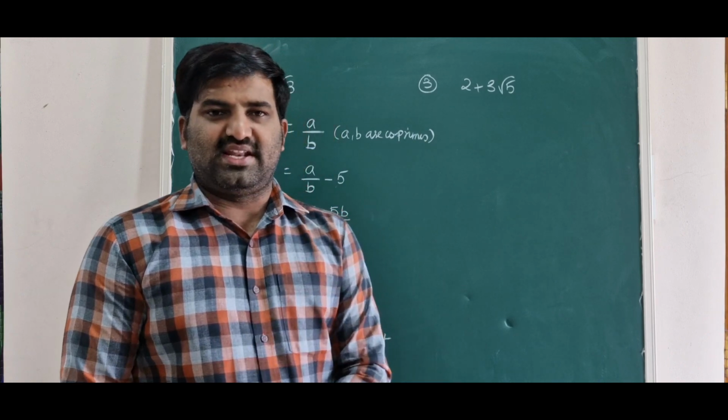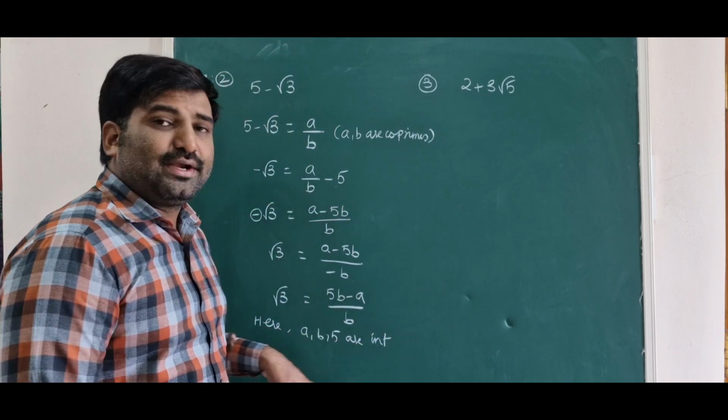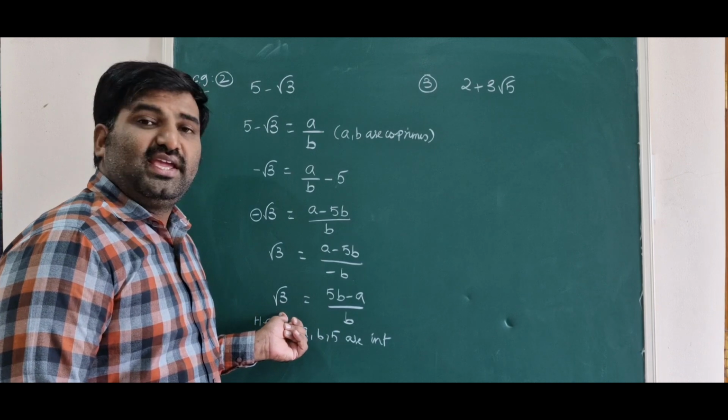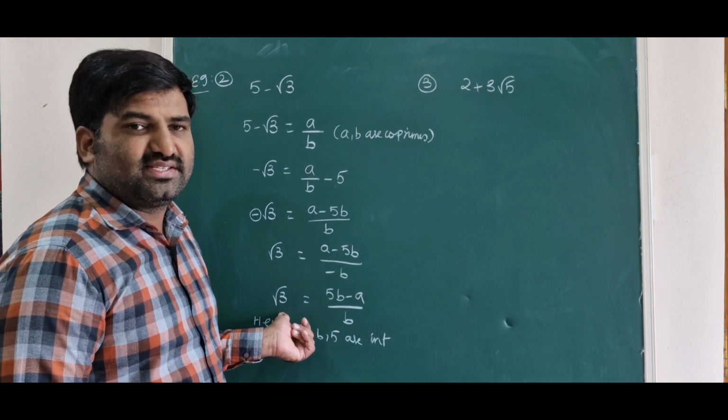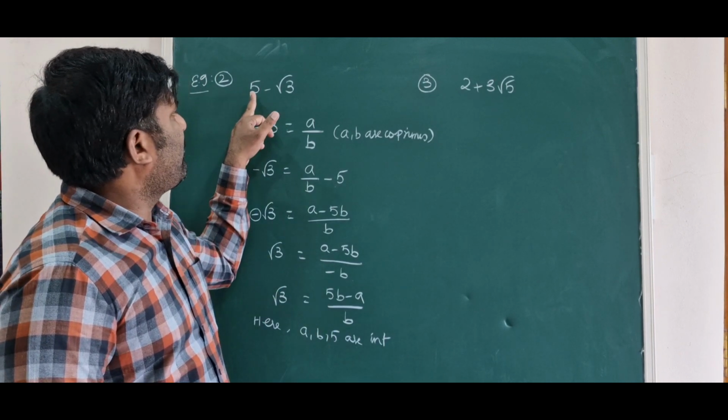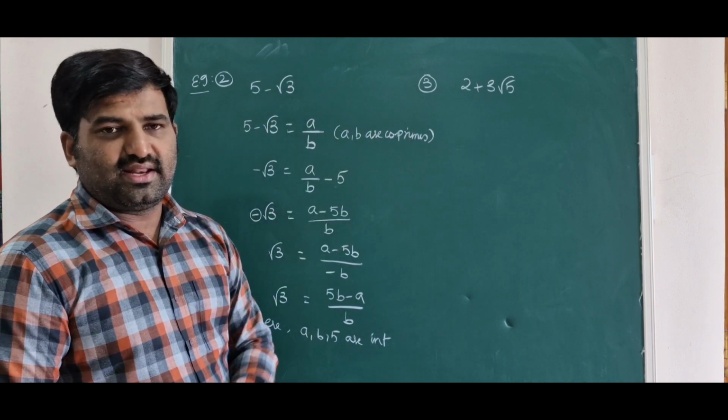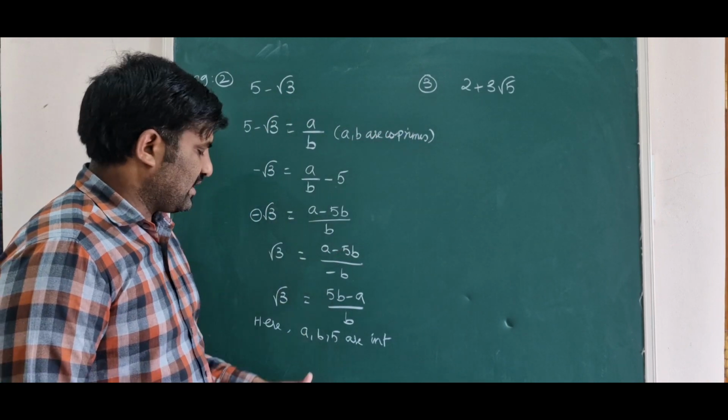You can prove how it is an irrational number. Then the last conclusion for this question: if root 3 is an irrational number, then we can say that 5 minus root 3 is also an irrational number. After this you need to continue.